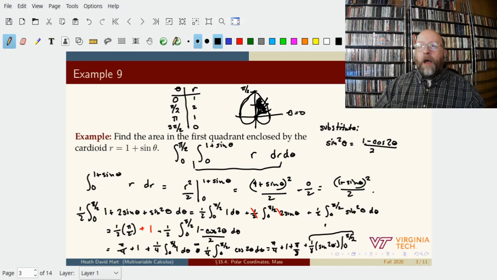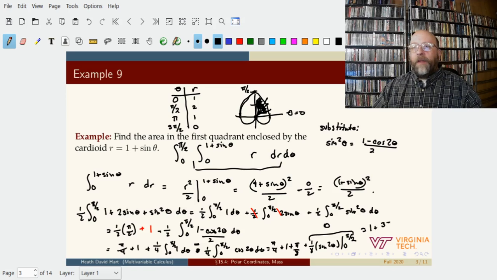Oh, except it's the sine of 2 pi over 2. Hold on. Sine of 2 pi over 2 is 0, because it's the sine of pi, and the sine of 0 is 0. So all of this turns out to be 0. It's a shame we did all of that work and didn't get anything for it, but that's what happens. And so the answer is pi over 4 plus 1 plus pi over 8, which is 1 plus 3 pi over 8, if I combine the two terms with a pi in it.